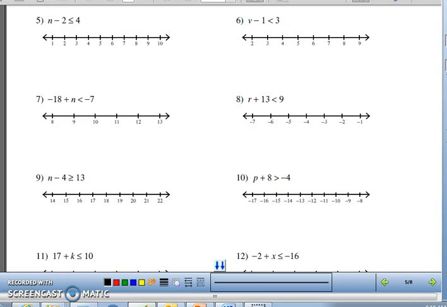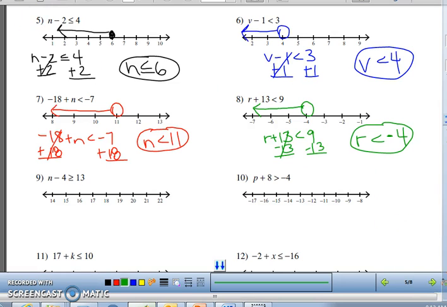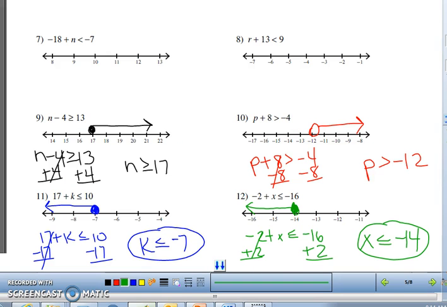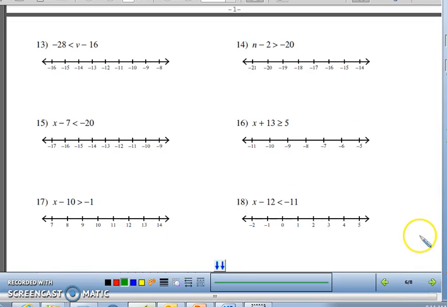Okay, on the next part, go ahead and try number 5 through 8. Pause and come back to check when you're done. Okay, go ahead and pause and check numbers 5 through 8. Raise your hand if you have questions. When you're done, go ahead and try number 9 through number 12. Come back to check your answers. Okay, again, you can pause to check number 9 through 12. Raise your hand if you have questions. Moving on, go ahead and try number 13 through 16. Come back to check your answers when you're done.